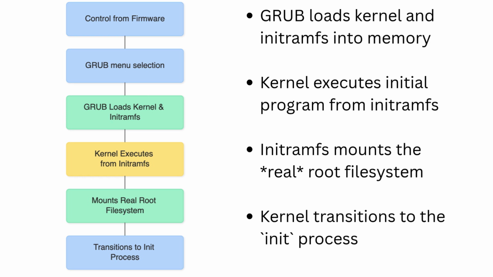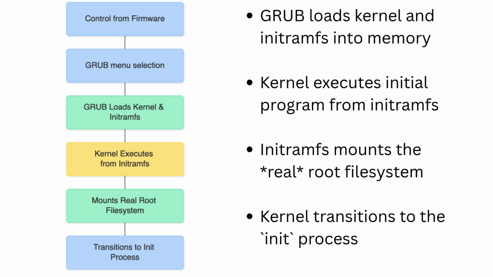The kernel is the heart of the OS, but it often needs drivers and modules to access root file systems and other hardware, especially early in the boot process. This is where initramfs comes in. It's a temporary root file system containing essential tools and modules. The kernel then executes a program from initramfs to mount the real root file system, and once that's done, it transitions control to the init process on the persistent root file system, marking a significant milestone in the boot sequence.